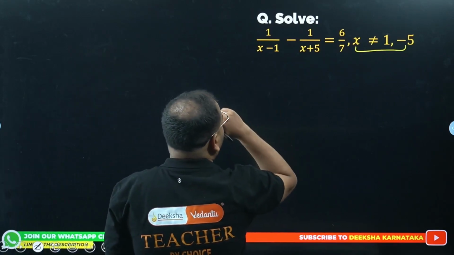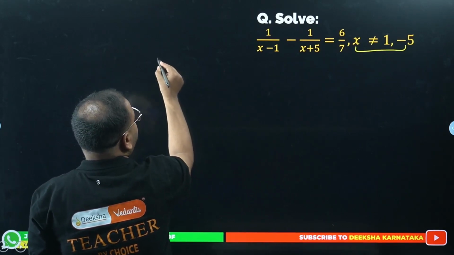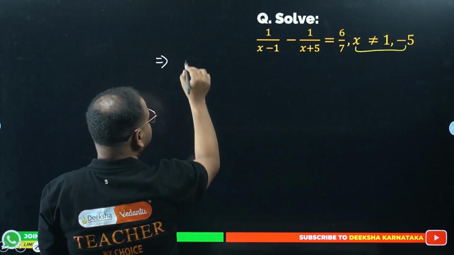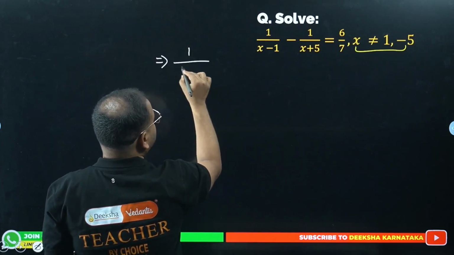Let's check it out. How will we simplify this? Let me write it here. I'll write the question here first.